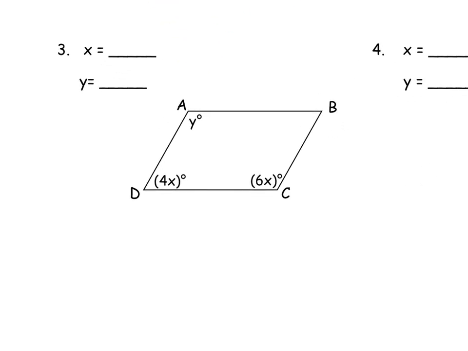Now let's move on to number 3. Now we also learned that because AD is parallel to BC, I can use the same side interior angle theorem to know that consecutive angles are going to be supplementary. So that means that 4x and 6x, they're consecutive, they're next to each other, so they're going to add up to give you 180 degrees. They are supplementary angles. So 10x is equal to 180. Divide both sides by 10, and you get that x is equal to 18.